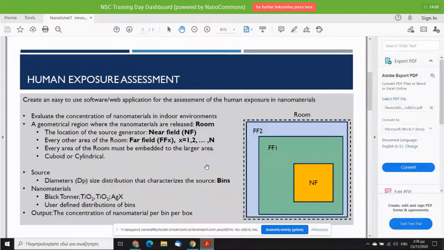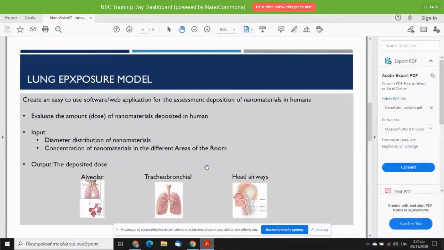Now, this is for the multi-box aerosol model. For the other model, the lung exposure model, we want to have an estimation of the dose of nanomaterials in humans.